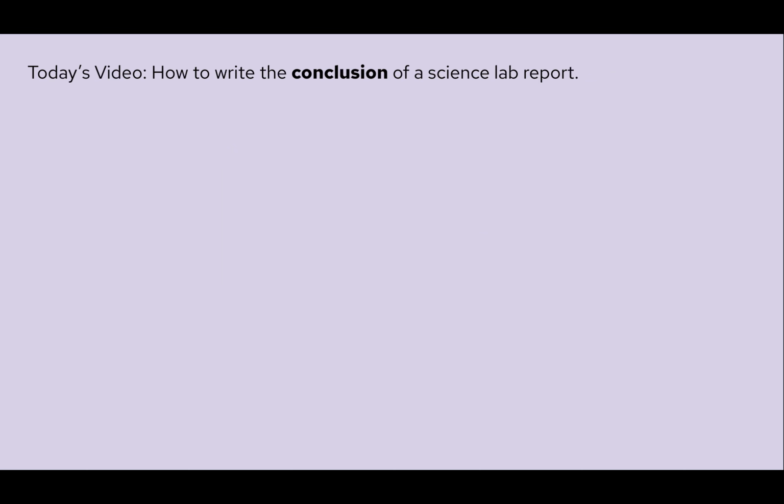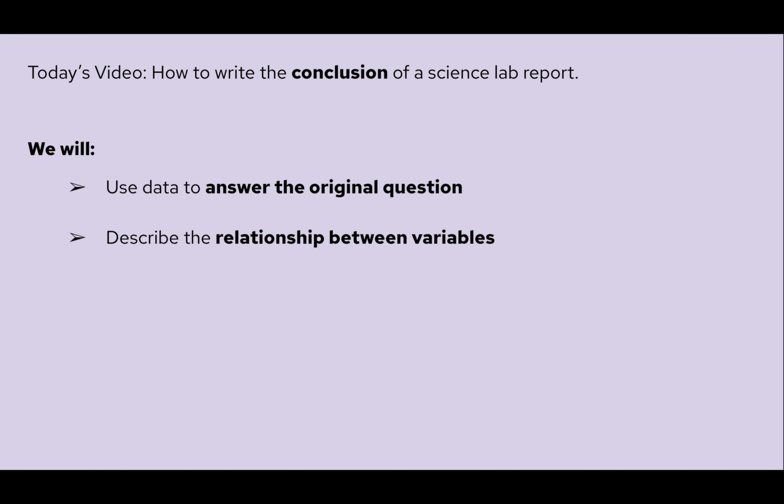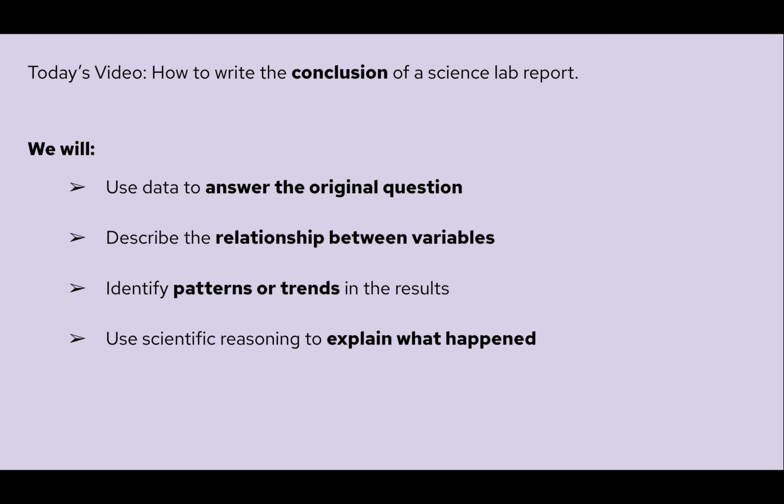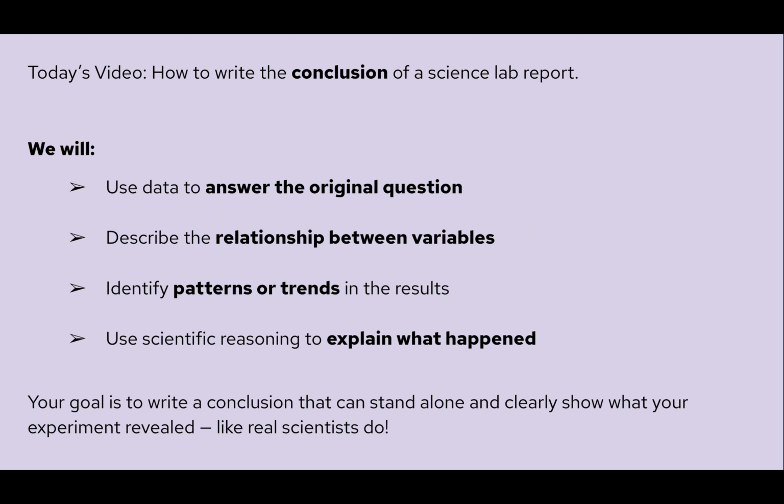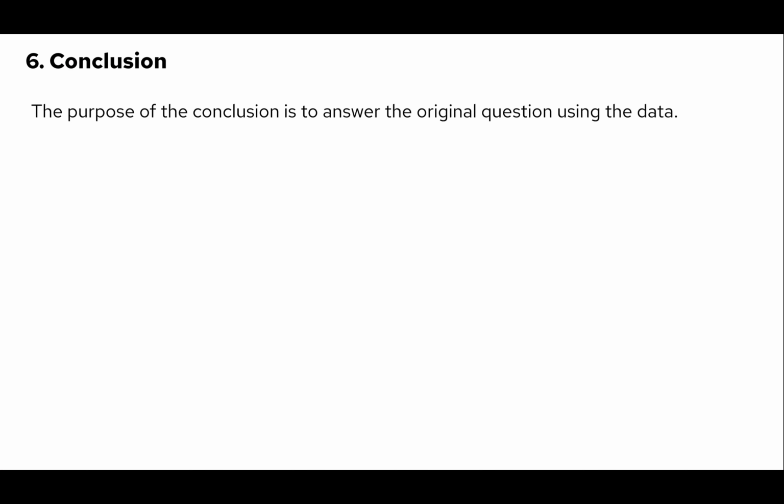So for this one, we're going to look at the conclusion, and I'm going to show you how to write the conclusion of your science lab report. What we will do is use the data to answer the original question that we had. We're going to describe the relationship between the variables, and then identify patterns or trends in the results. We're going to use scientific reasoning to explain what happened. Your goal is to write a conclusion that can stand alone and clearly show what your experiment revealed. This is what real scientists do. So let's look at the conclusion.